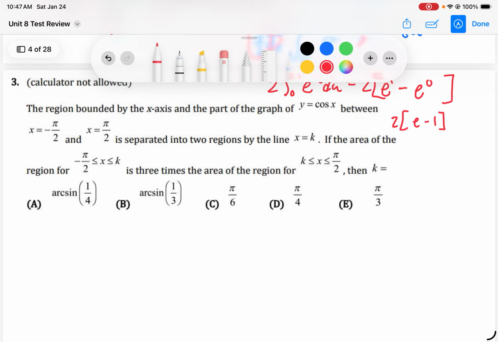Oh, this is a fun question. And by fun, I mean ridiculously difficult to understand at first. But once you get it, like everything, you get it. All right, calculator not allowed. It says the region bounded by the x-axis and part of the graph of cosine of x between negative pi over 2 to pi over 2 is separated into two regions. It's separated by this vertical line x equals some number k. If the area of the region from negative pi over 2 to k is 3 times the area of the region from k to pi over 2, then what is k?